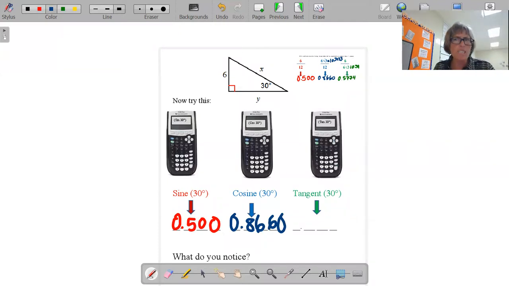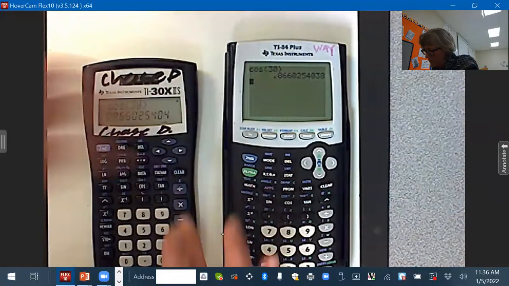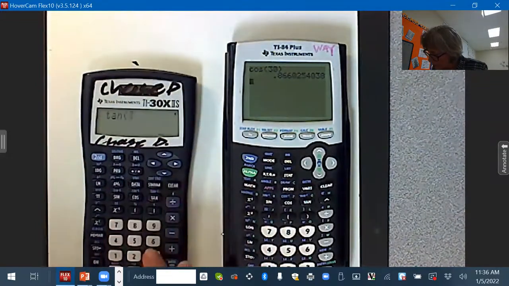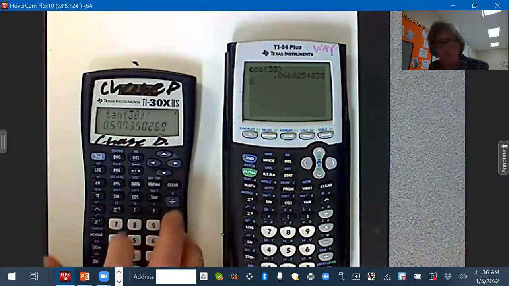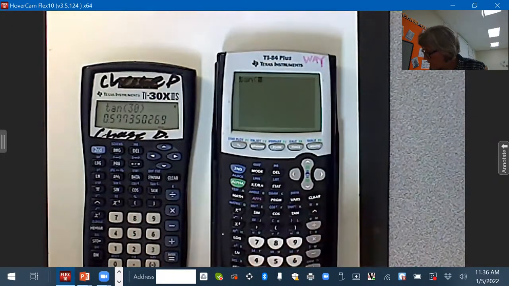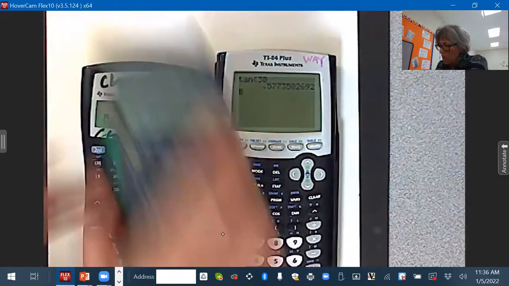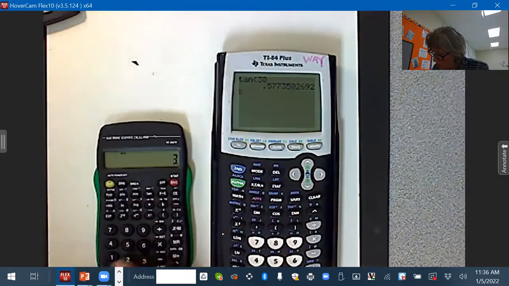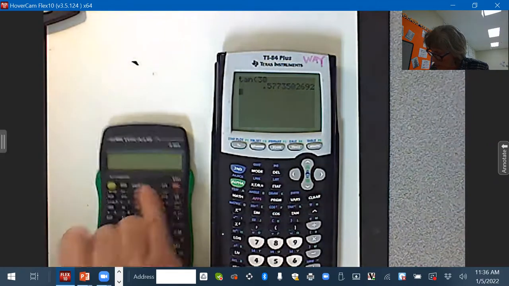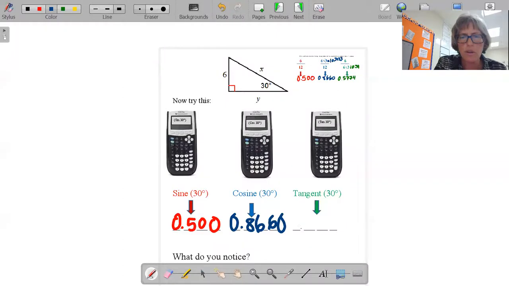Let's do something called tangent, which the abbreviation is TAN. Tangent of 30. Ready? Tan 30. Look at that decimal. Looks familiar. Tan 30. Same decimal. Look at this one, 30 tan. It's the exact same decimals.